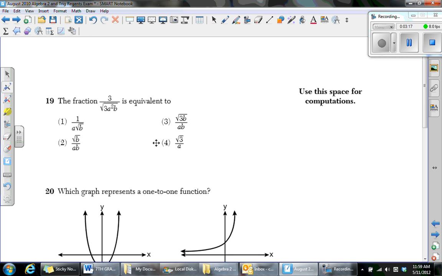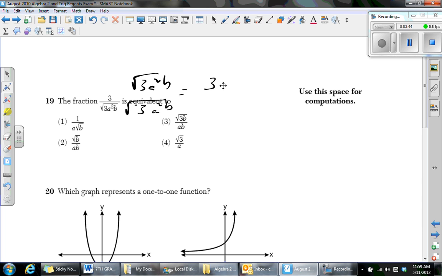Alright, fraction equivalence. We have a radical in the denominator. And we can't keep the radical in the denominator, so we're going to multiply through by 3a squared b, numerator and denominator. And we didn't actually have to include the a squared because the radical a squared is just a, but we will, just for the argument's sake.